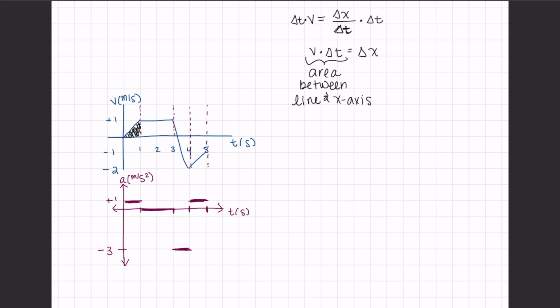But anything above the x-axis will be a positive area, and anything below the x-axis is a negative area. So I'll put area above x-axis, or, oh, I probably shouldn't call it the x-axis because we're using x for position and it's a time graph. So let me call this the horizontal instead.